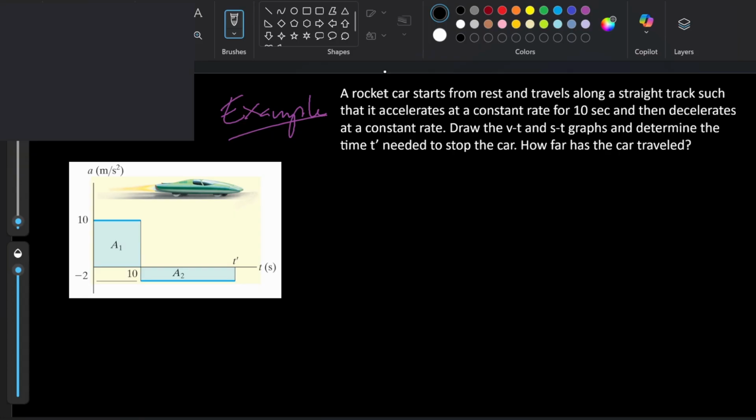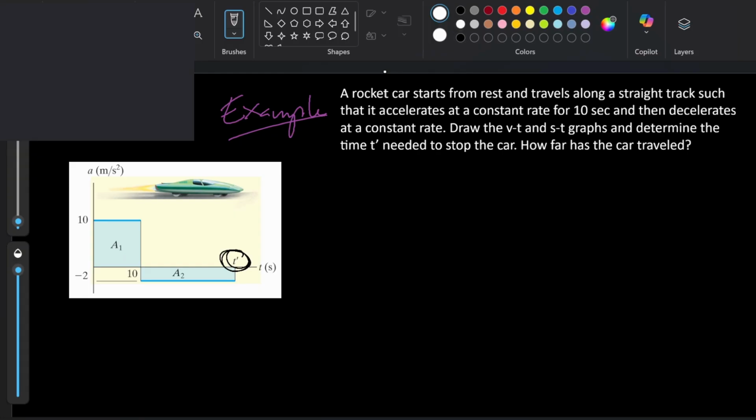All right, so we have our rocket car. He's going initially at 10 meters per second squared. That's his acceleration, a constant acceleration. And then we can see he drops down to -2 meters per second squared. But the big scary thing that most people might get stuck on here is that we don't know what this ending time is. But the key to this question really lies in the wording.